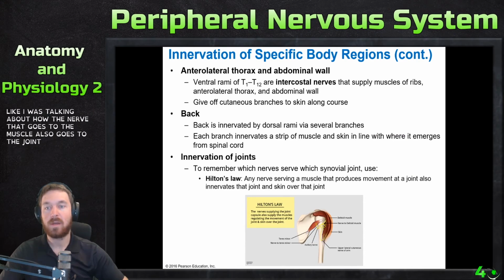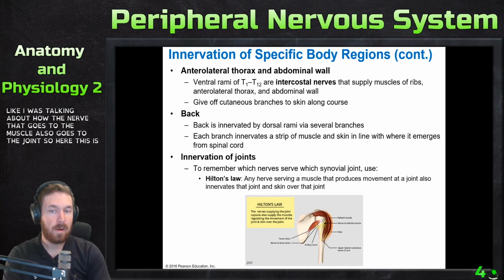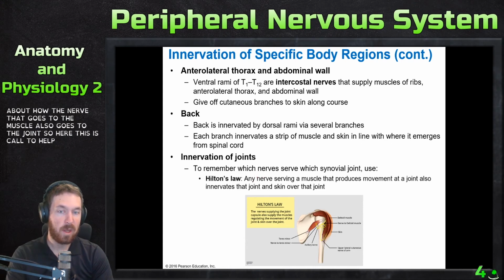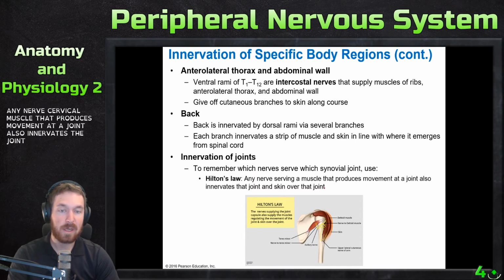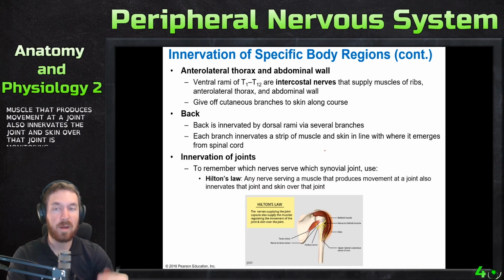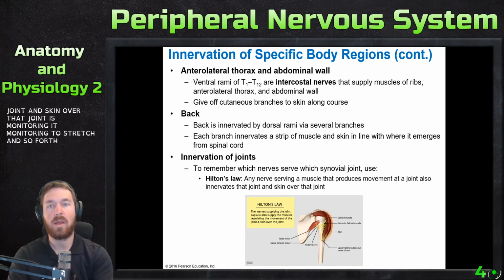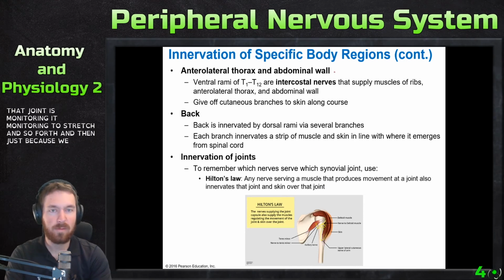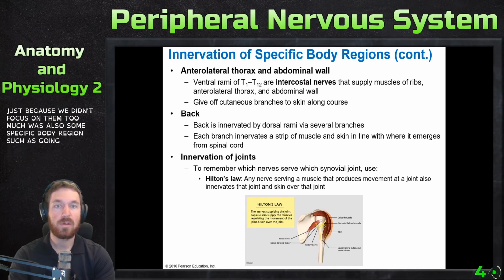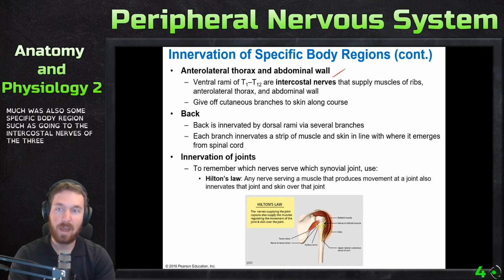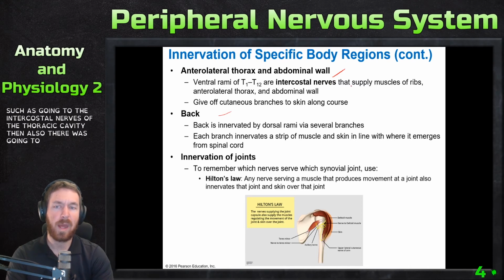And then, like I was talking about, the nerve that goes to the muscle also goes to the joint. So here, this is called Hilton's Law. Any nerve serving a muscle that produces a movement at a joint also innervates the joint and the skin over that joint. It's monitoring it, monitoring the stretch, and so forth. And then because we didn't focus on them too much, there are also some specific body regions, such as the intercostal nerves of the thoracic cavity. Then also there are ones going to the back as well.